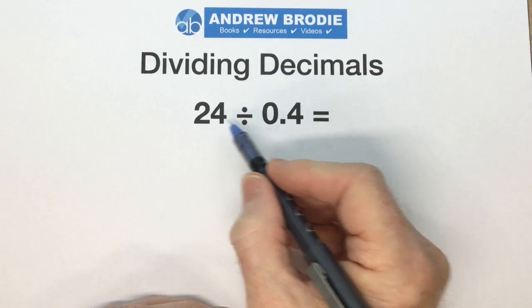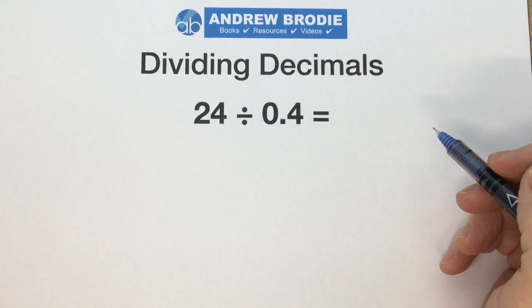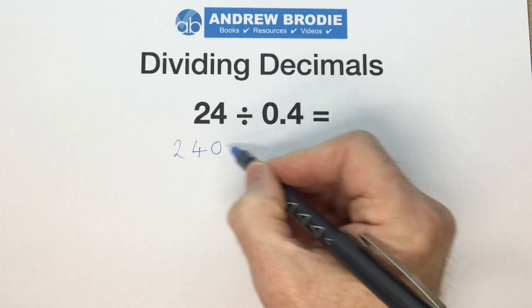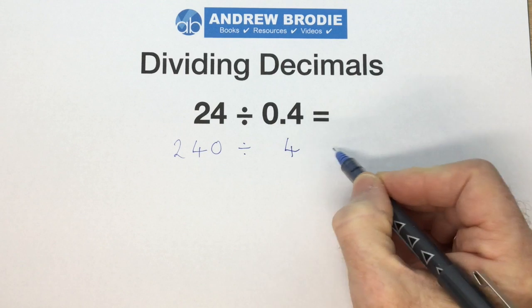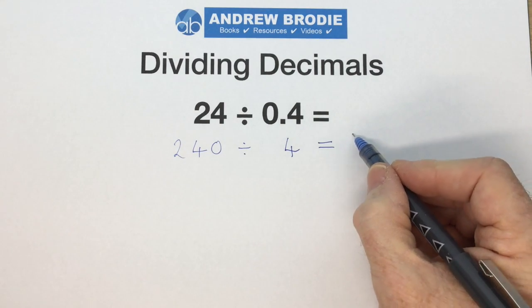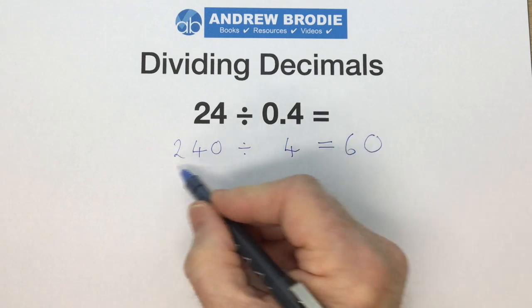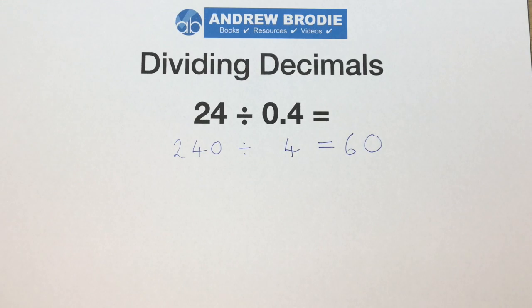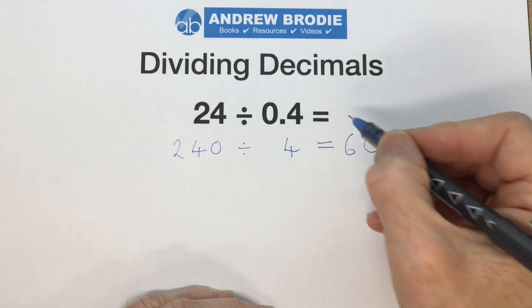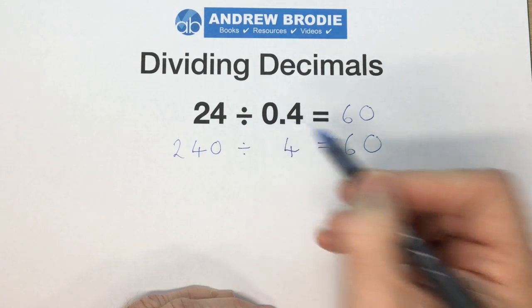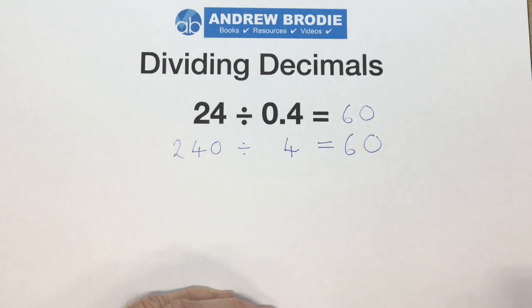So looking at this one, 24 divided by 0.4. What are we going to do? Multiply them both by 10. So we're going to have 240 divided by 4, which you may well know is actually 60. Because 24 divided by 4 is 6, so 240 divided by 4 is 60. So that means that the answer to the question itself is also 60. 24 divided by 0.4, 60.